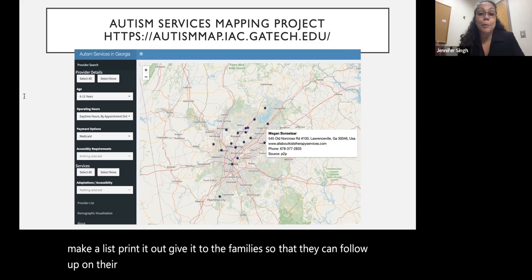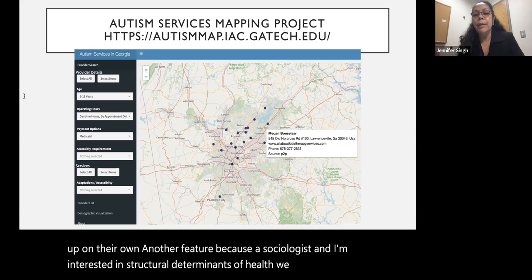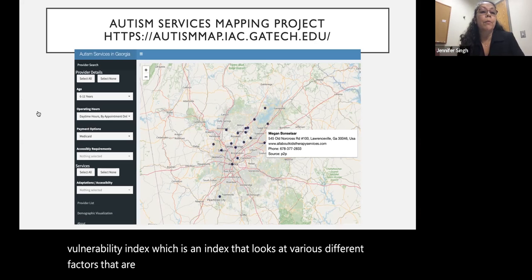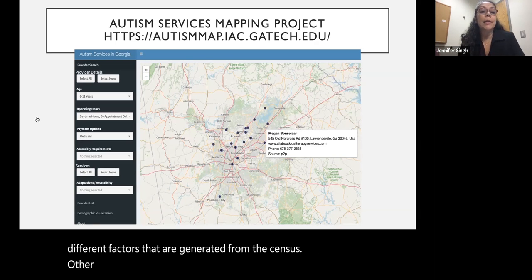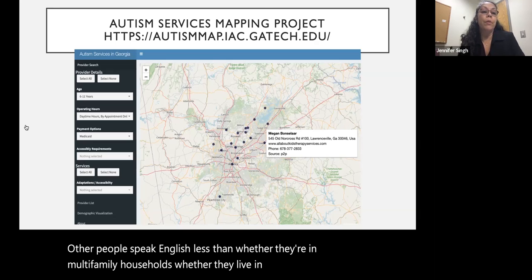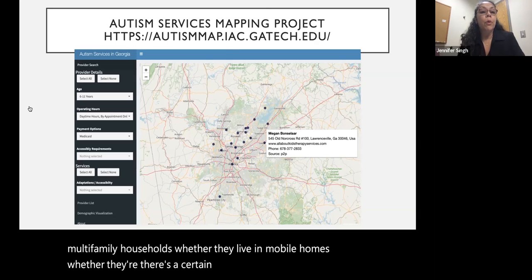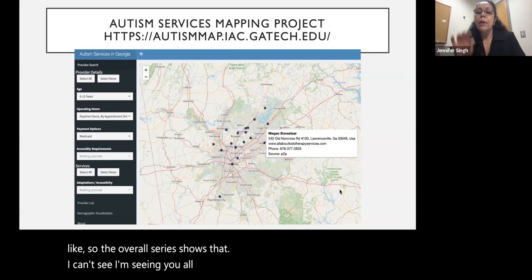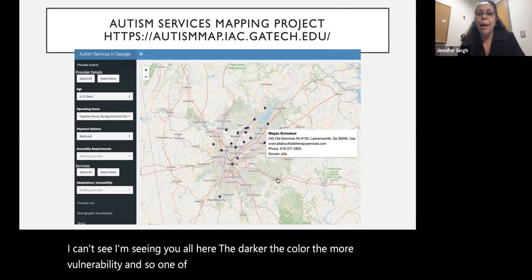Another feature, because I'm a sociologist, I'm interested in structural determinants of health. We took the CDC Vulnerability Index, which looks at various different factors generated from the census: whether people speak English less than well, whether they're in multifamily households, whether they live in mobile homes, whether there's a certain level of unemployment and the like. The darker the color, the more vulnerability. And these are by county.